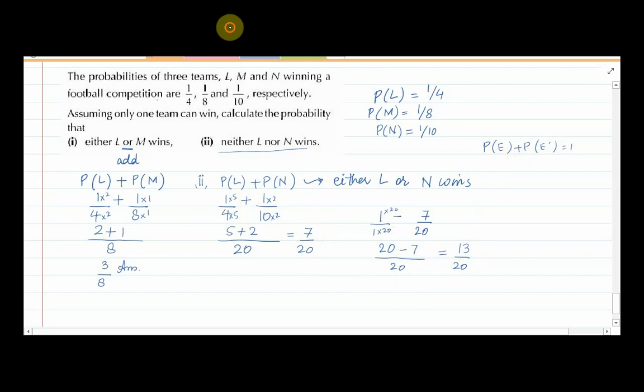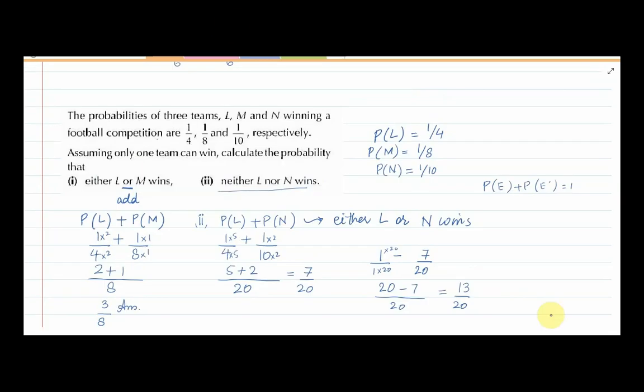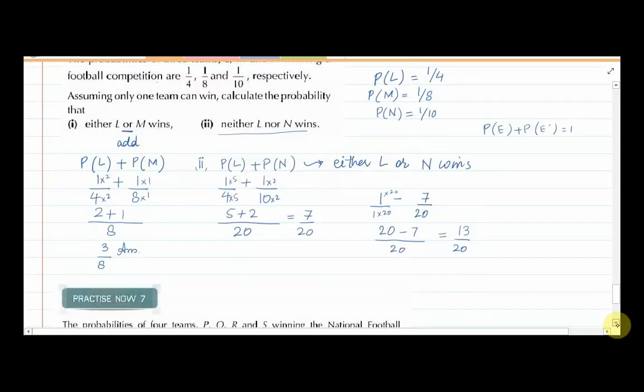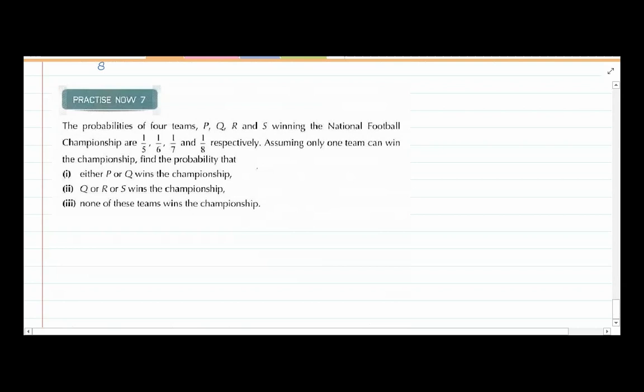Moving on towards the practice question. It's from your book, same exercise. The probabilities of 4 teams P, Q, R and S winning the National Football Championship are 1 upon 5. So firstly I will write the data.